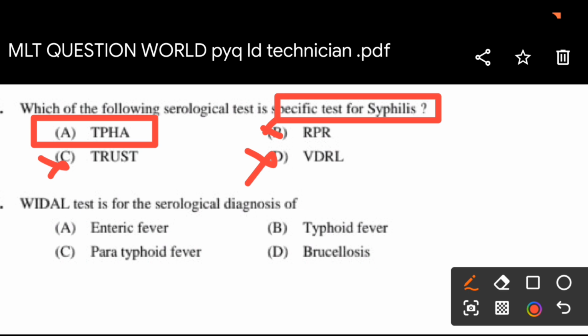Next one. Vidal test is for the serological diagnosis of enteric fever, typhoid fever, paratyphoid fever, brucellosis. Vidal test is done for enteric fever caused by Salmonella.